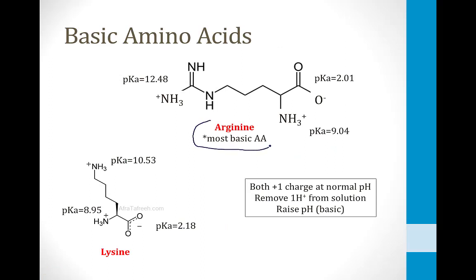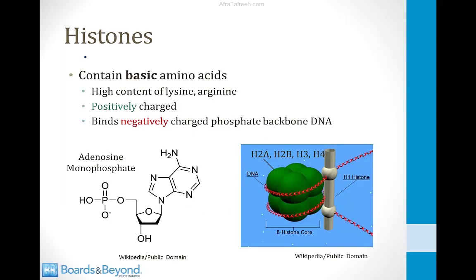Arginine is the most basic. It is the strongest base because its side chain has a very high pKa. Lysine is also basic, with a side chain that has a pKa of 10.53. Both of these have a +1 charge at normal pH, which means they tend to remove one H plus from solution at normal pH. And when you remove H plus from solution, you raise the pH, and that makes these basic amino acids. You can find large quantities of basic amino acids inside of histones in the nucleus of cells.